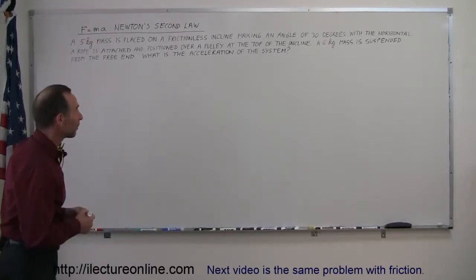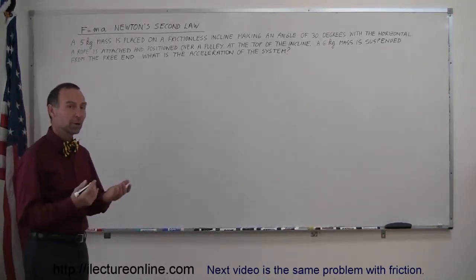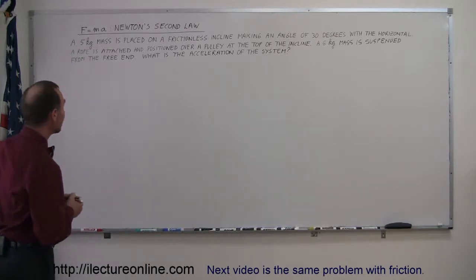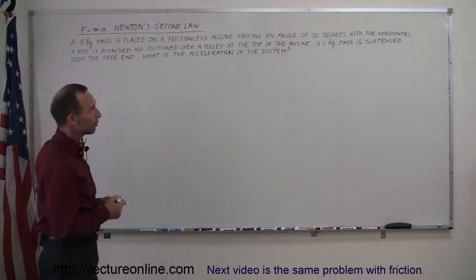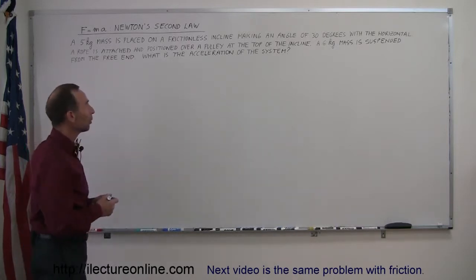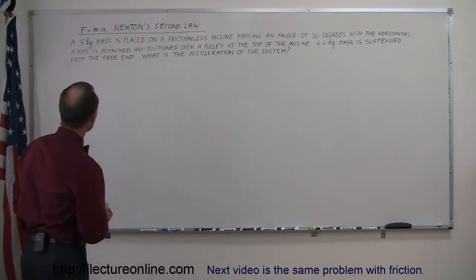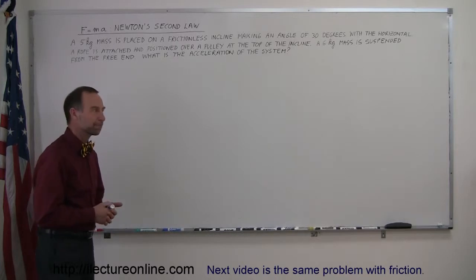And here's another example of how to do a physics problem involving Newton's second law, otherwise known as F equals ma. Let's read the problem. It says a 5 kilogram mass is placed on a frictionless incline, making an angle of 30 degrees with the horizontal. A rope is attached and positioned over a pulley at the top of the incline. A 6 kilogram mass is suspended from the free end. What is the acceleration of the system?